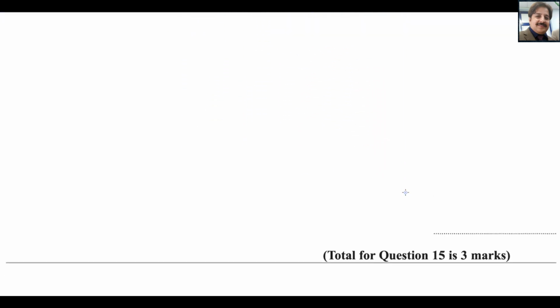So you must write the answer in the given space. n is equal to 3p plus 4x divided by 3x minus 1.